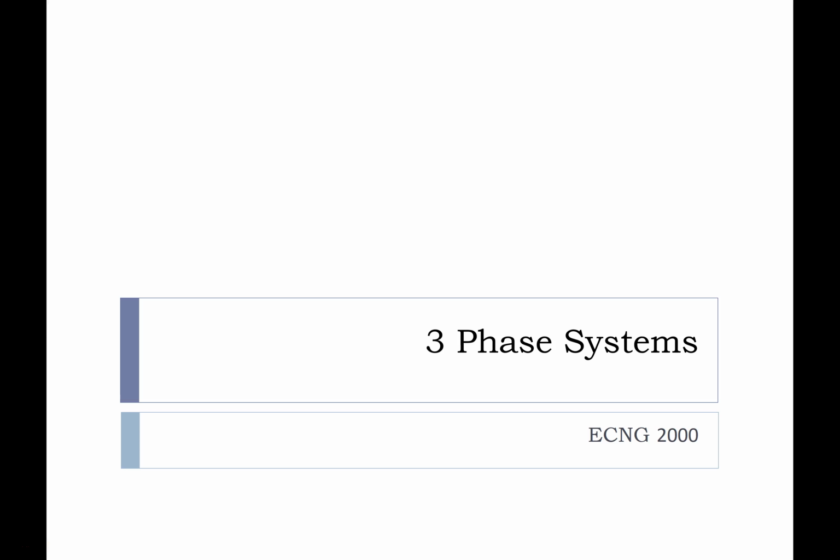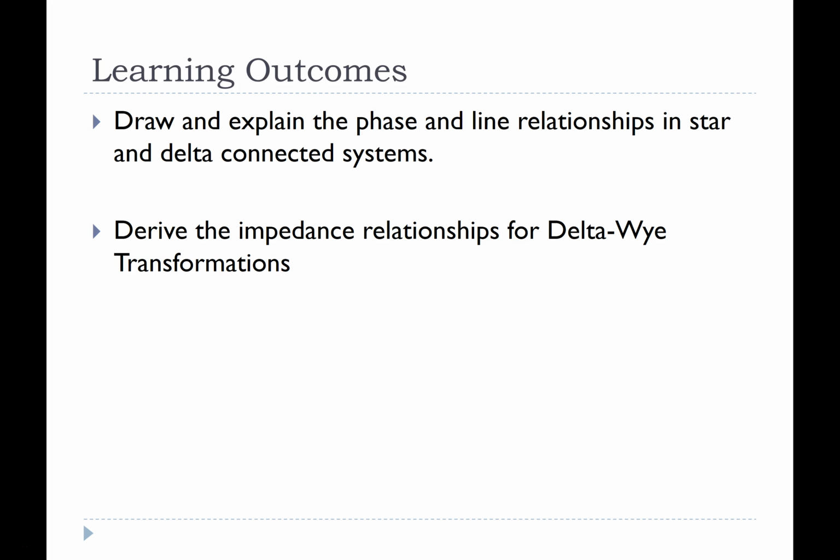Hi everyone, so this is part 2 of your three-part, three-phase systems review, and today we're going to be covering phase and line voltages and their relationships in delta and star connected systems, and also we're going to look at the delta Y transformation and how to derive it.